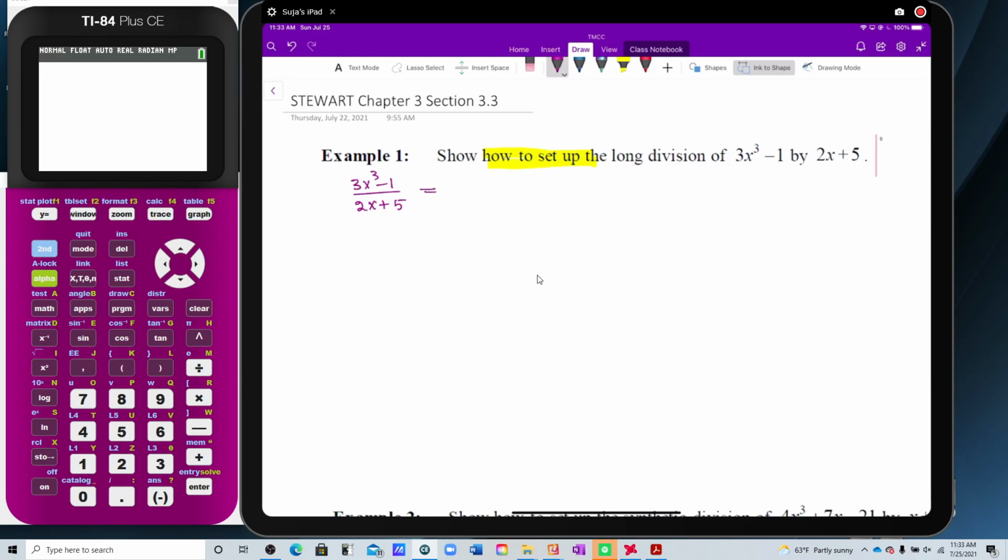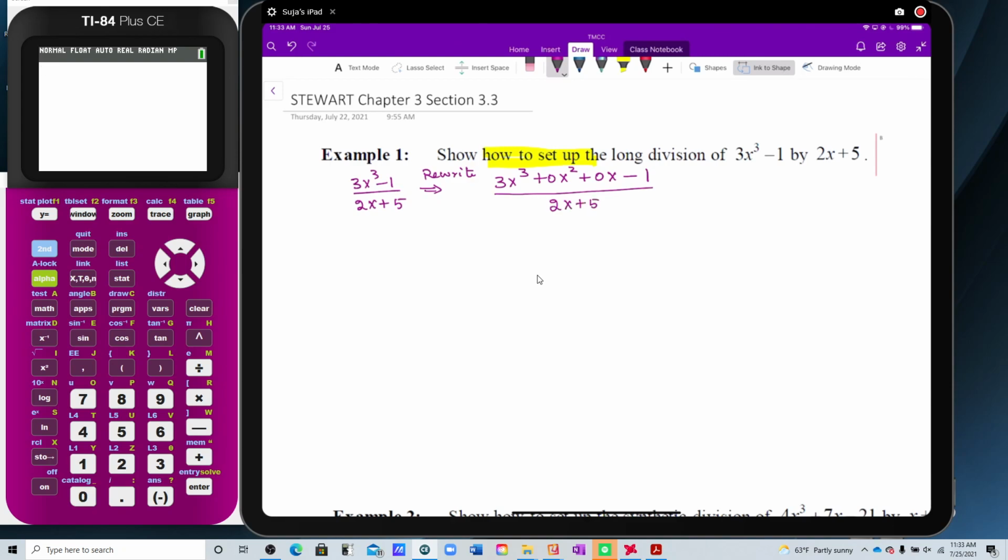So I need to rewrite this problem by putting any missing placeholders, like say 3x cubed plus 0x squared. Now 0x squared has no value, right? It's not changing the value of the problem. I'm just putting a placeholder, 0x minus 1. So degree 3, degree 2, degree 1 and degree 0, divided by 2x plus 5.